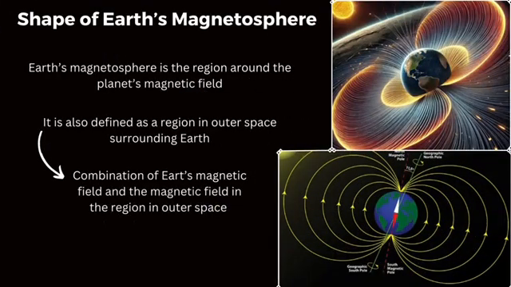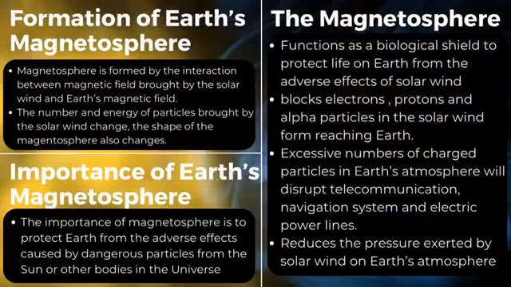Shapes of Earth's magnetosphere. Earth's magnetosphere is the region around the planet's magnetic field. It is also defined as the region in outer space surrounding Earth. It is also the combination of Earth's magnetic field and the magnetic field in the region in outer space. Formation of Earth's magnetosphere. The magnetosphere is formed by the interaction between the magnetic field brought by the solar wind and Earth's magnetic field.